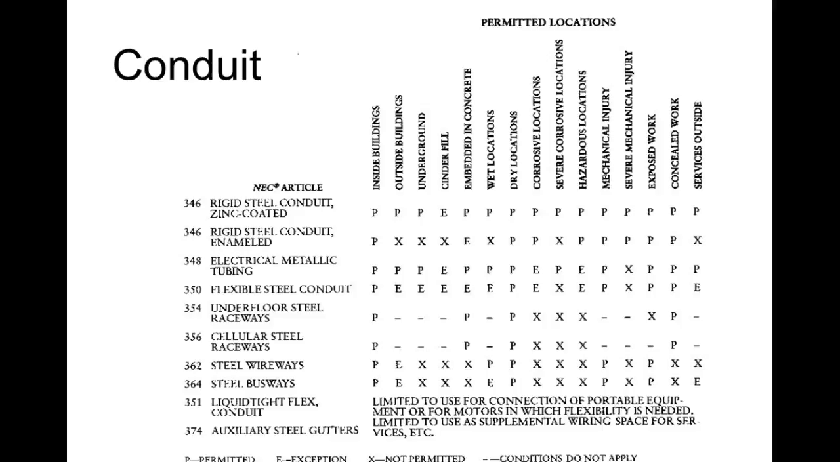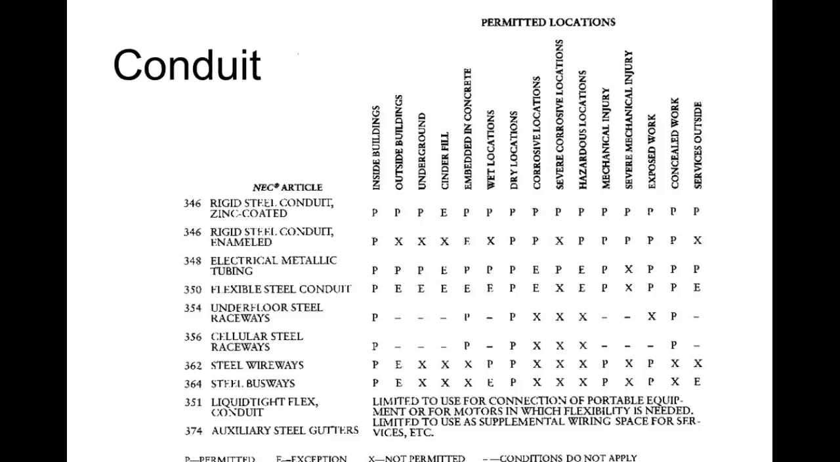So we have rigid conduit. We have a rigid steel conduit, zinc coated, which should be used outside. We have rigid conduit, enamel coated. We have electrical metallic tubing that just about everybody calls EMT, or some people call it thin wall too. So when they talk about thin wall, they're talking about this electrical metallic tubing. Flexible steel conduit. I don't know if we got any over here or not, but we got plenty of different places we can look at it over in building A. We have underfloor steel raceways, which is what we probably got under here, right?